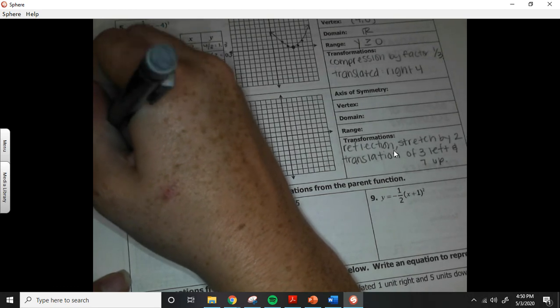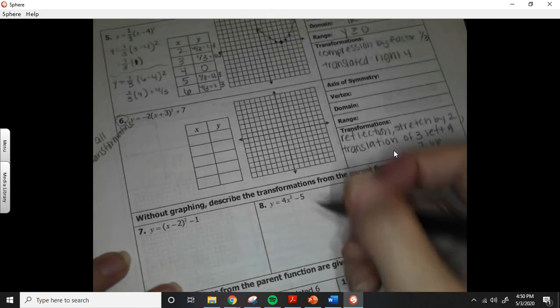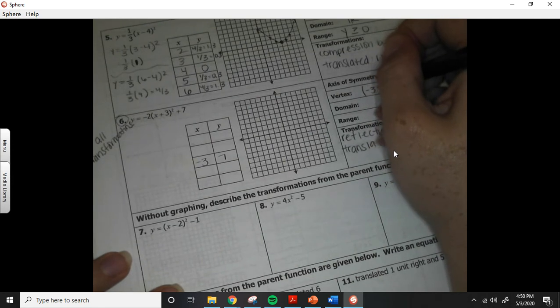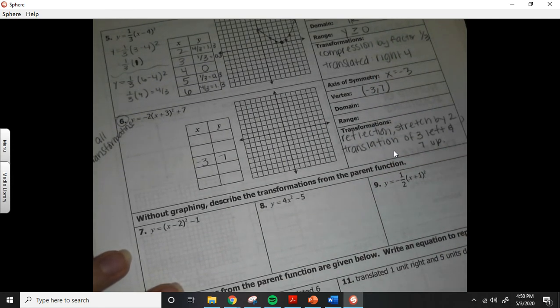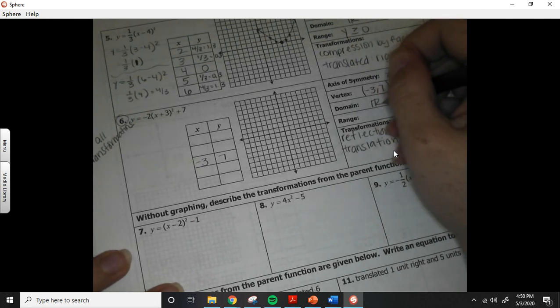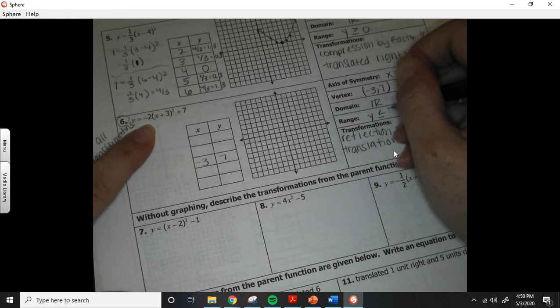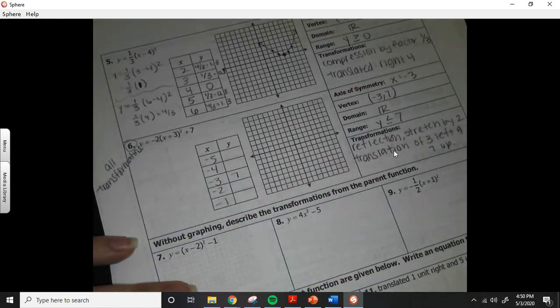All transformation. Okay. So our vertex here is going to be -3, 7. Axis of symmetry, x equals -3. Domain, all real numbers. Range, it's opening down, so it's less than or equal to 7. All right, to the left, -4, -5, -2, -1.